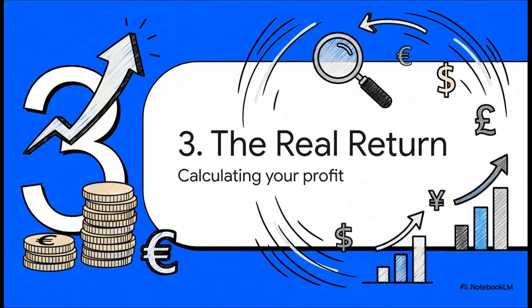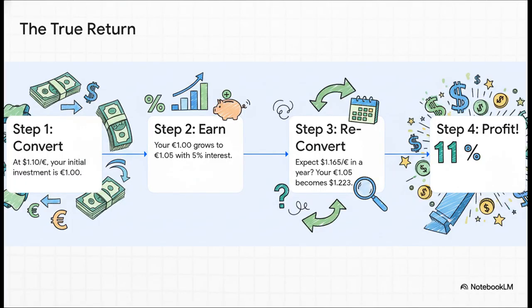All right, now that we've got that under our belt, let's get back to our original problem. We're going to calculate the real return, and you're about to see why it's not as simple as just looking at interest rates. Okay, let's just follow the money here. First, you convert your dollars into euros. Then you earn your 5% interest on those euros. But now, and this is the absolute key step, you have to convert it back to dollars at the rate you expect it to be a year from now.